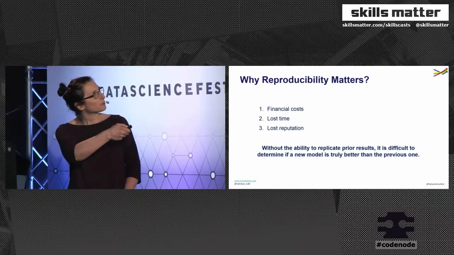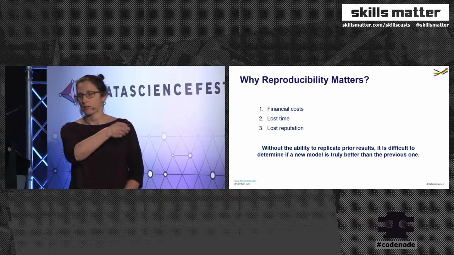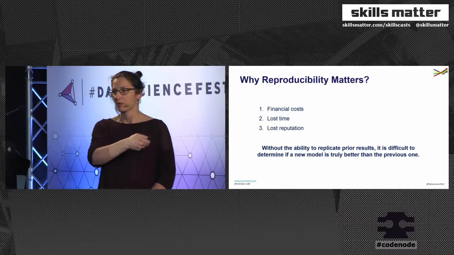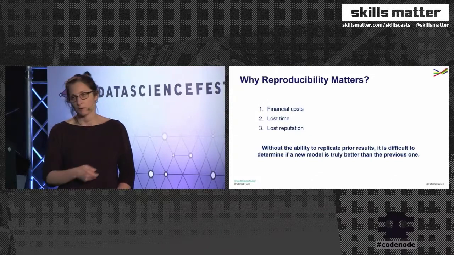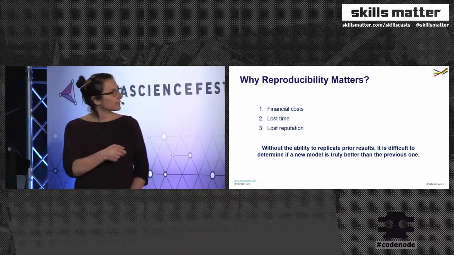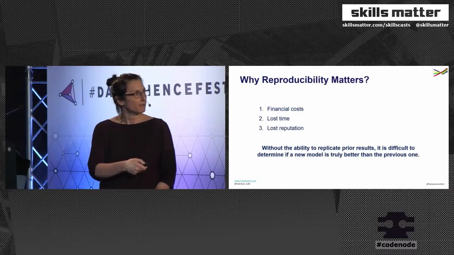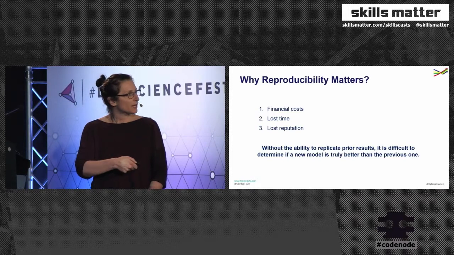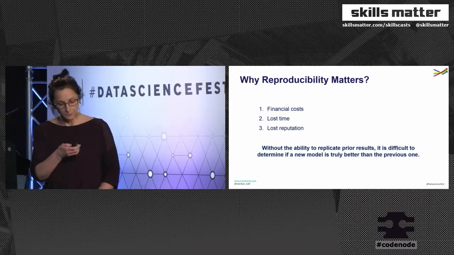And then if reproducibility is not attained right at the beginning, you spend a lot of time trying to find out why your production environment is not getting the same models that you have in research. And it's also a loss of reputation for the team. But the most important thing for me is that without the ability to replicate exactly the results that we have, it is very difficult to determine if a new model is really better than the previous one.